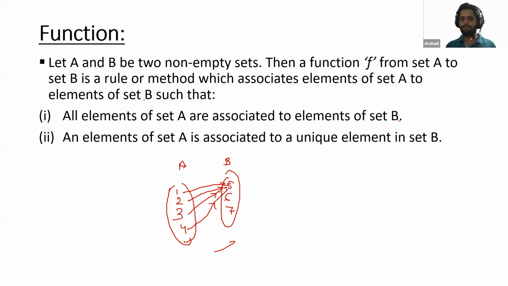This we have discussed. What is the second statement? An element of set A is associated to a unique element in set B. Okay, so that means one should not be linked with two elements. So I hope this is clear to everyone. Please note down this definition, confirm me, then we will start the next topic.